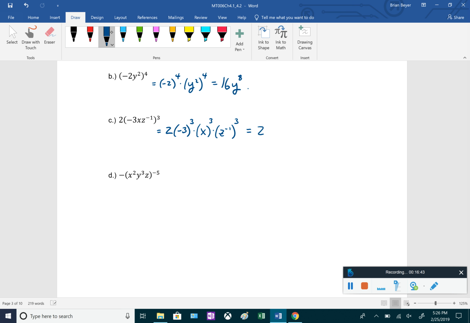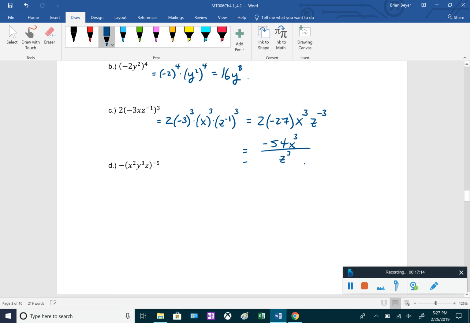So it's going to be 2 times negative 3 cubed is negative 27 times x cubed. Z to the negative 1 cubed, that's a power to a power, so we multiply. Z to the negative 3. 2 times negative 27 is negative 54 x cubed. Z to the negative 3 as a positive exponent will become z to the positive 3 in the denominator.